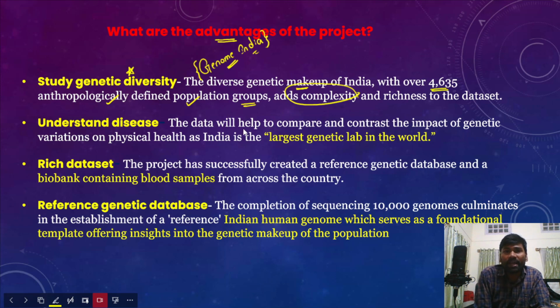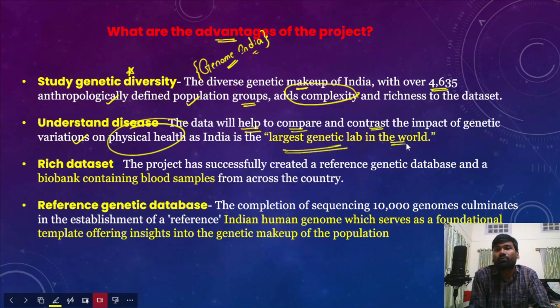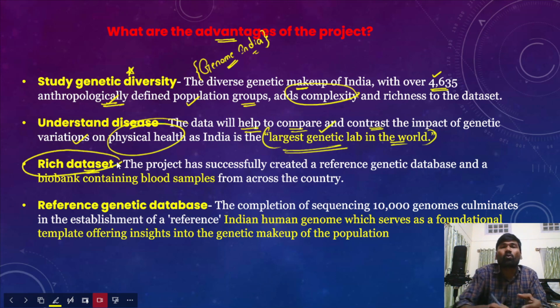So this will help us compare and contrast the impact of genetic variations on physical health, as India is the largest genetic lab of the world. Why is India known as the largest genetic lab of the world? Because of its huge diversity, with around 4,635 anthropologically defined population groups. For this reason, India is considered the largest genetic lab of the world. Apart from that, it also provides a lot of data on the genetic information of different population groups.